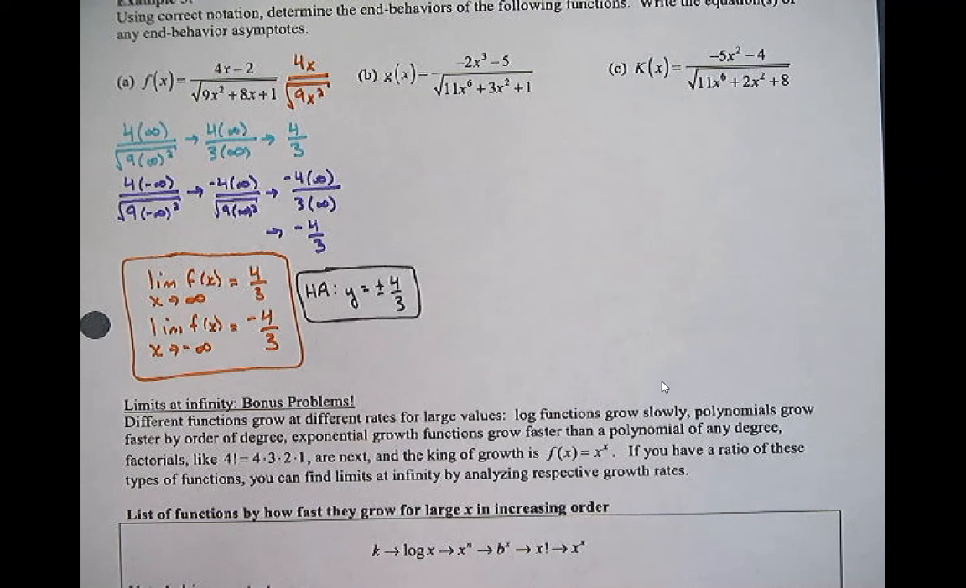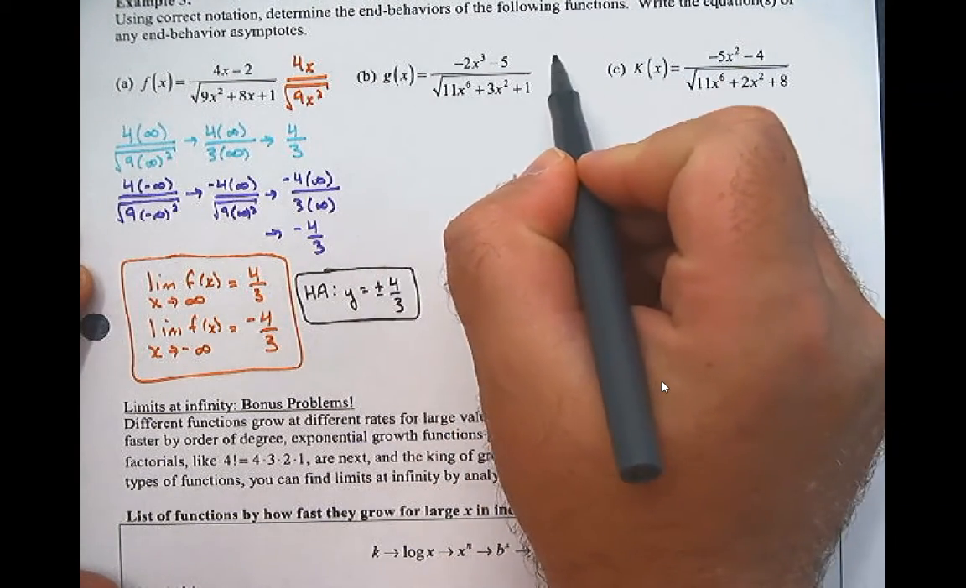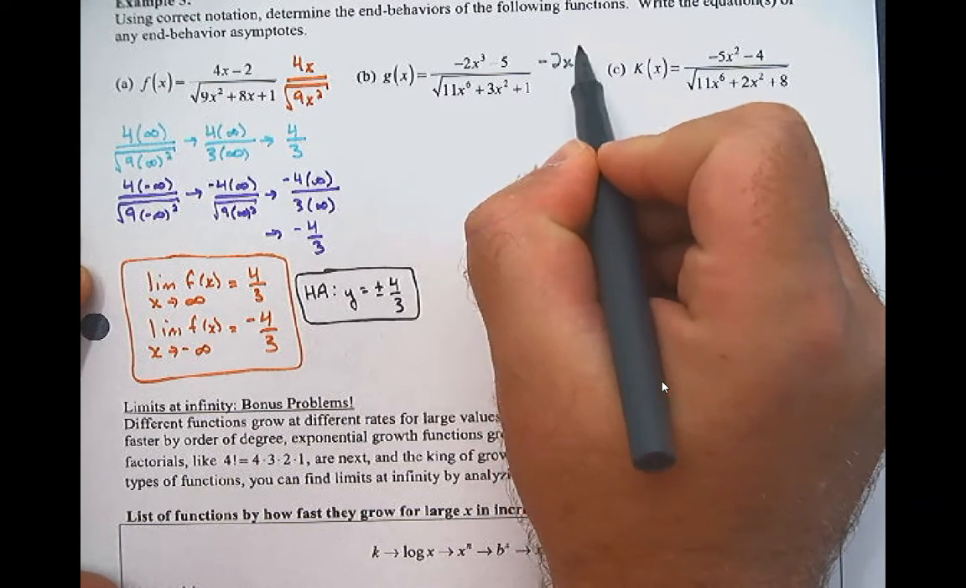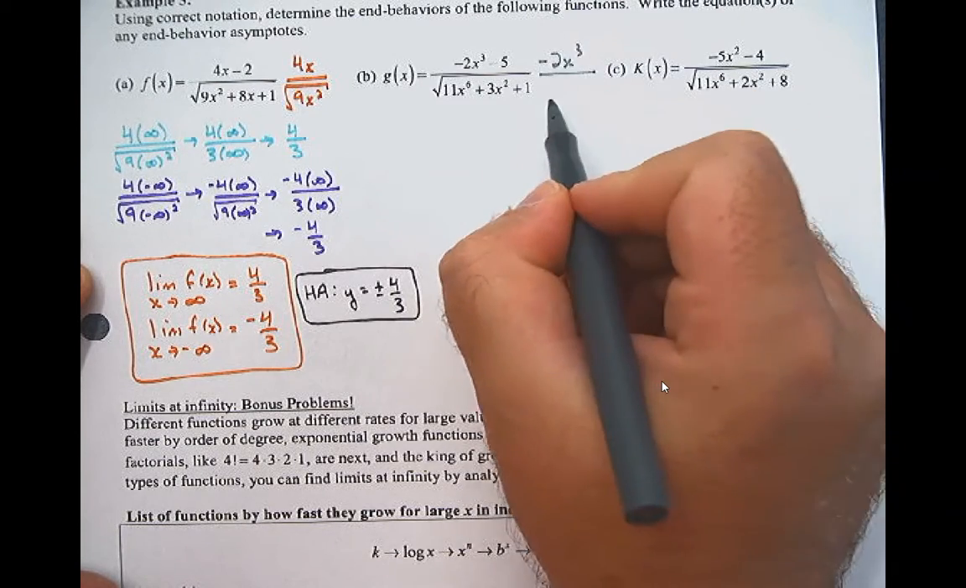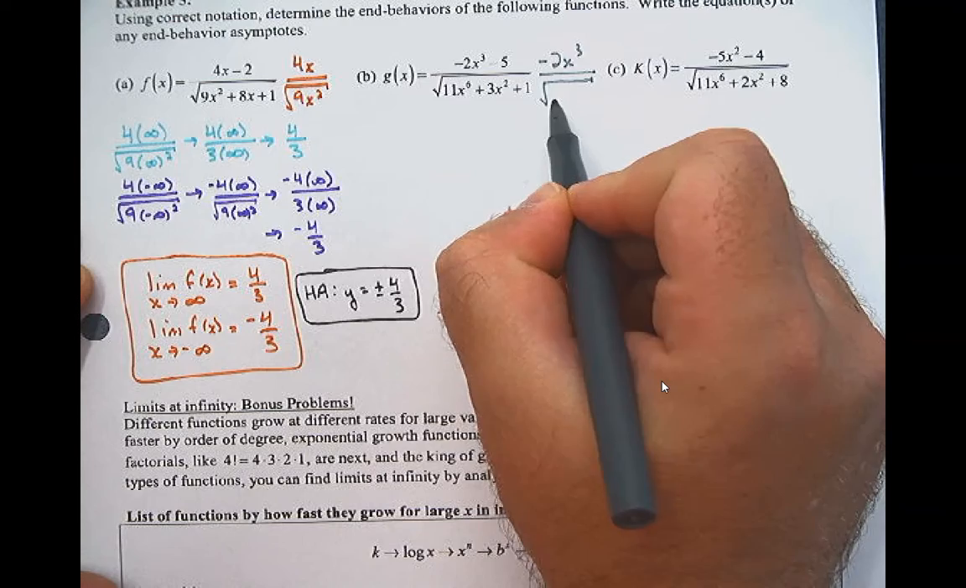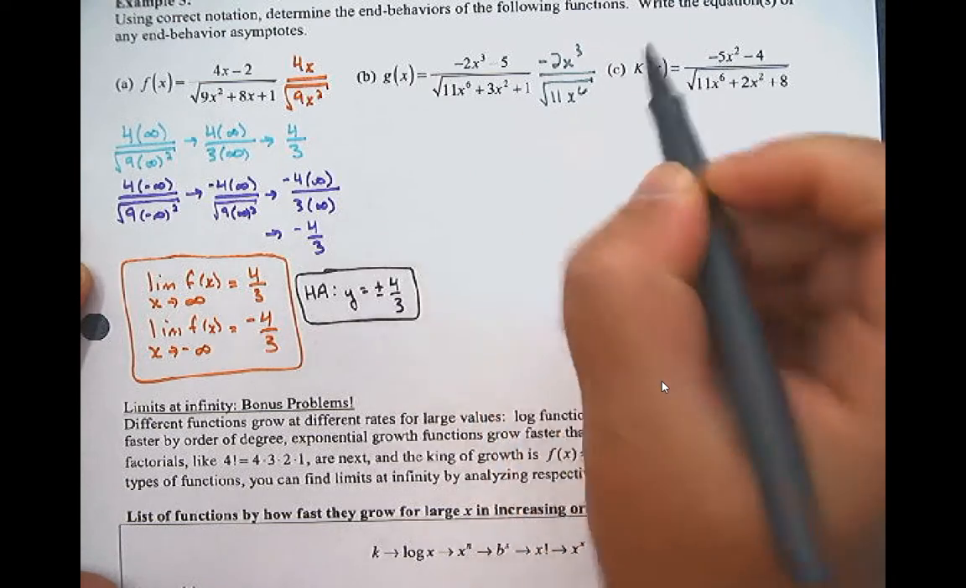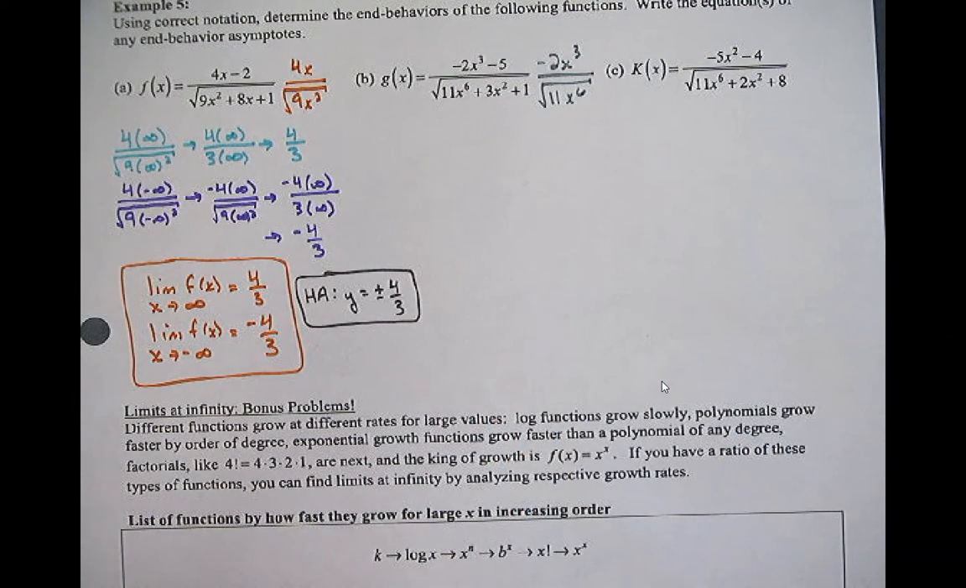Let's have you try the next one. Pause it, give it a whirl. All right, let's see how you did. So in the numerator, I only care about negative 2x cubed. In the denominator, I care about the square root of 11x to the 6th. Now I'm going to plug in my different infinities.